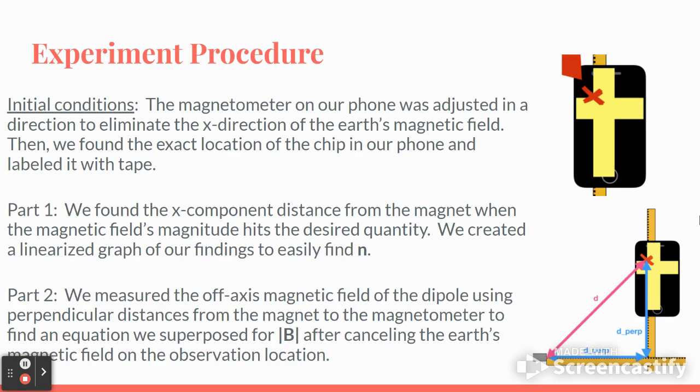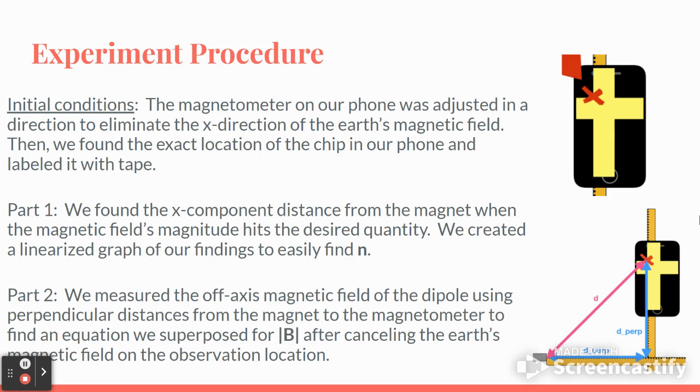This is how we conducted the experiment. Initially, the phone app we used was adjusted in a direction to eliminate the X component of Earth's magnetic field. This was so that we could measure only how the bar magnet was acting on the phone. Next, we found the exact location of the chip on our phone and labeled it with tape.